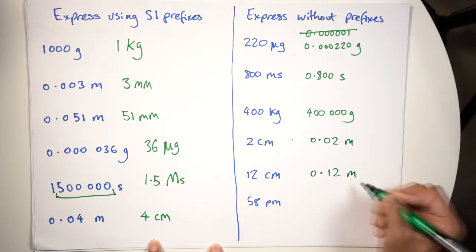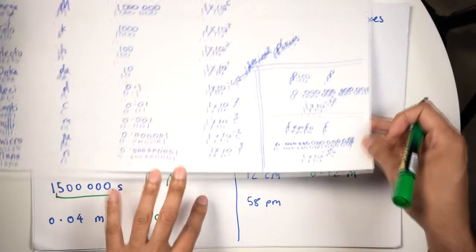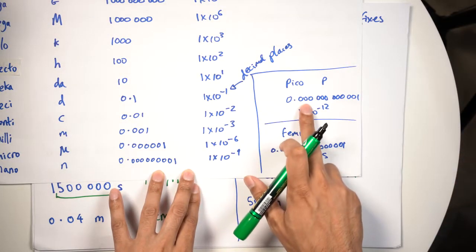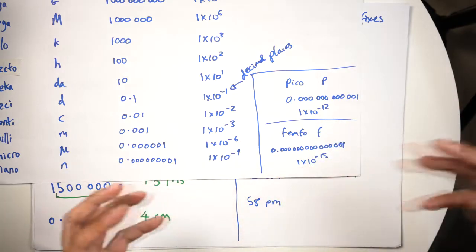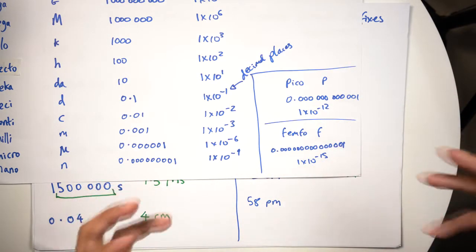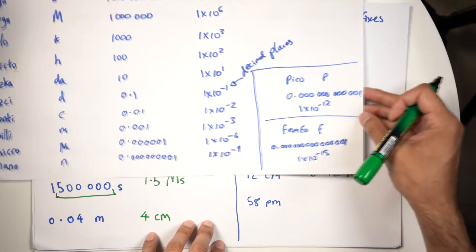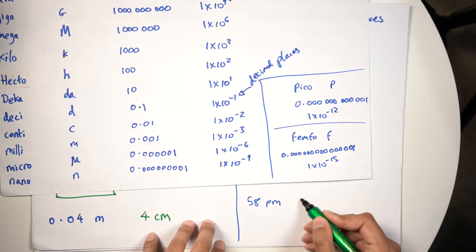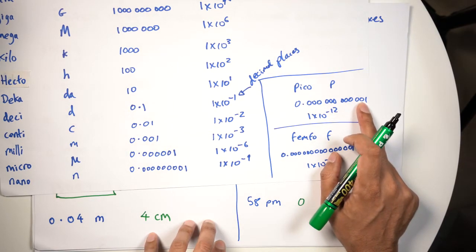12 centimeters, same kind of thing, 2 decimal places, 0.12 meters, and 58 picograms. So let's look that one up. Picograms is that one. So you've got 11 zeros and then your figure on the end. Basically, the whole thing is 12 decimal places. So what we're going to want to have is like this. Let's just write it all out. So you're going to have all of that, and then the last 2 digits, you're going to have 58.